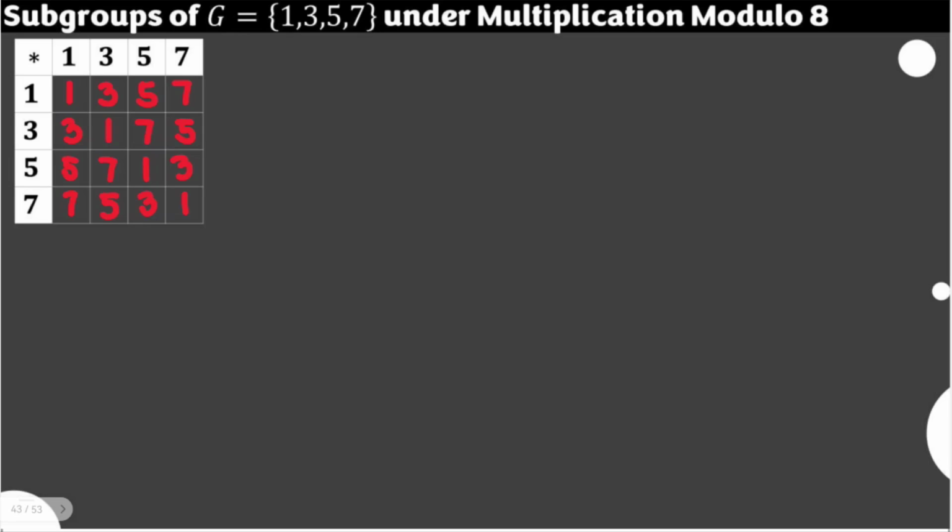For this group with elements 1, 3, 5, and 7, we are tasked in this video to identify its corresponding subgroups. Yes, this set G is already identified as a group under multiplication modulo 8. We actually had this Cayley table as our guide before.